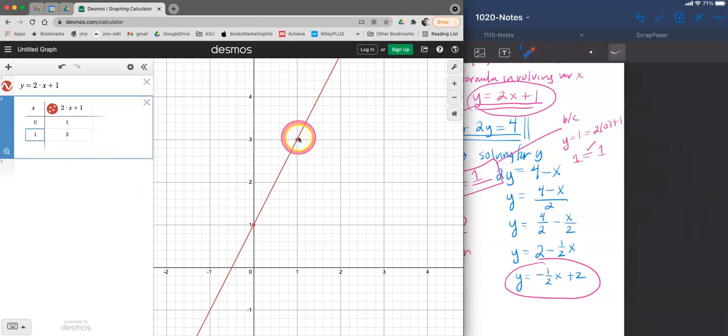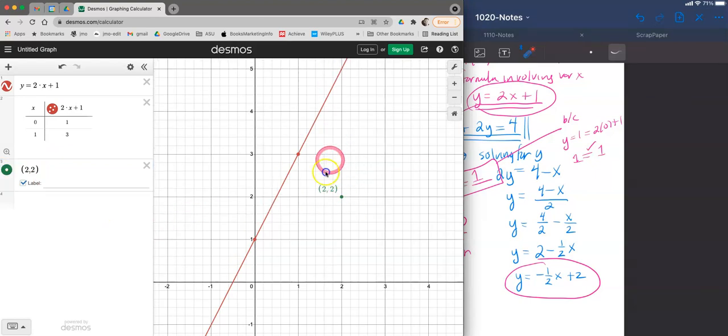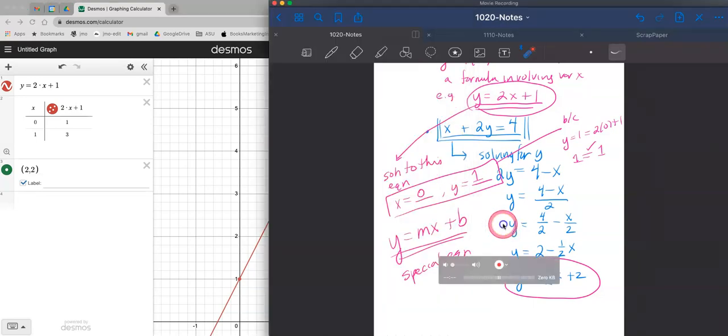So a solution is just one of the values that lies directly on the graph of this formula. The graph of this formula is the equation of the line. If you pick any other random point, like say 2, 2, you can see here that this point 2, 2 does not lie on the line. It's not lying on the line, and therefore 2, 2 is not a solution to this equation.